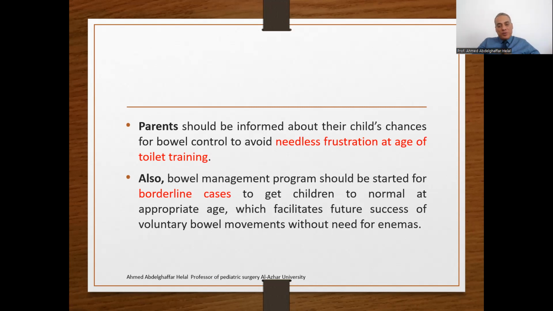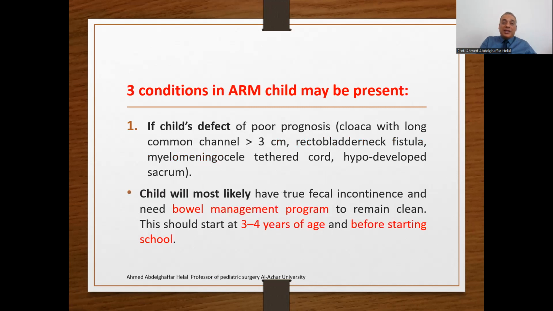Also, the bowel management program should be started for the borderline cases to get the children to normal at the appropriate age, which facilitates the future success of voluntary bowel movement without the need for enemas. Three conditions in anorectal malformation a child may present with, yes.